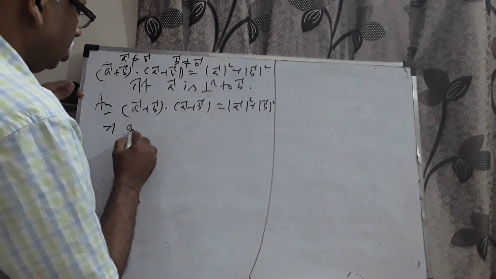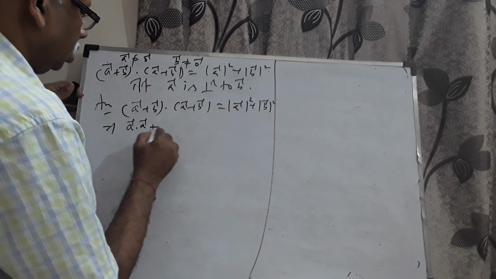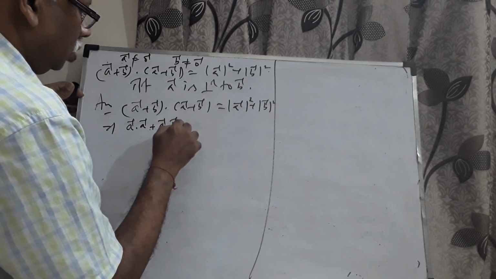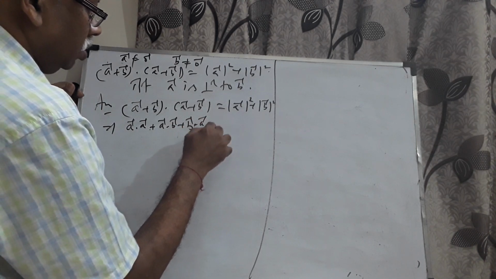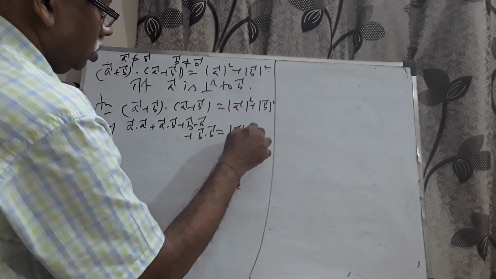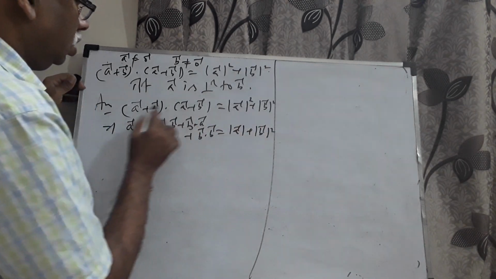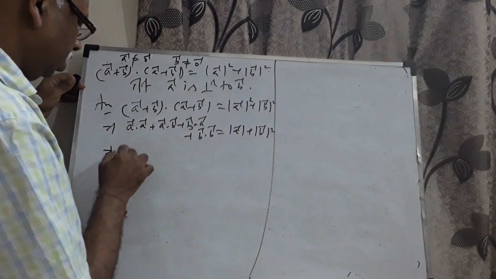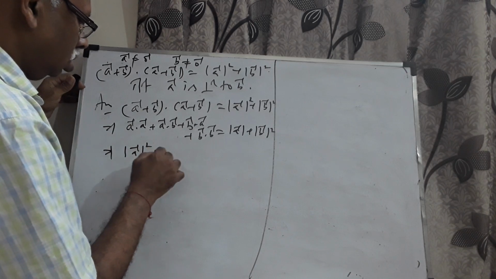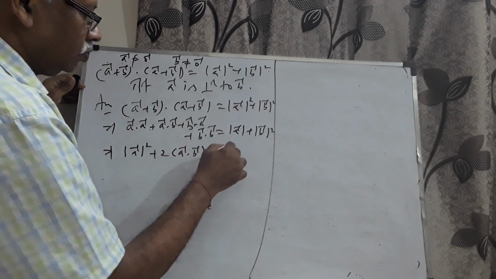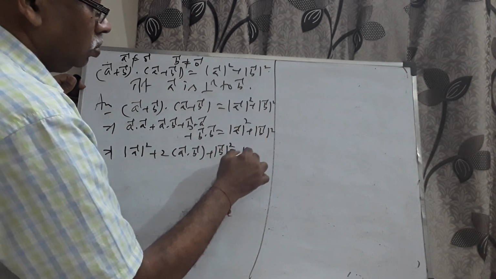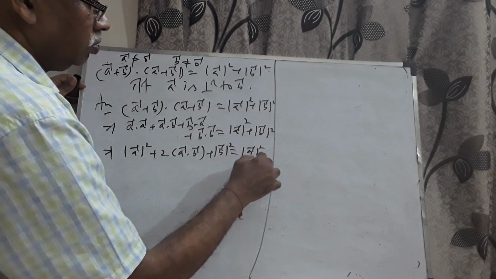Let me apply distributive property in LHS. A dot A plus A dot B plus B dot A plus B dot B is equal to |A|² + |B|². A dot A plus A dot B plus B dot A can be written as |A|² + 2 A dot B + |B|² is equal to |A|² + |B|².